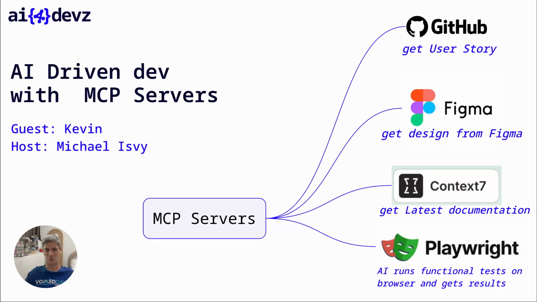And lastly, we will talk about Playwright, which is a tool for automated functional testing. And we will see how we can ask Copilot or Claude Code, while still prompting, to connect to the web browser, run your automated functional testing, get the results, and make sure that it didn't break anything. Okay, so let's start.